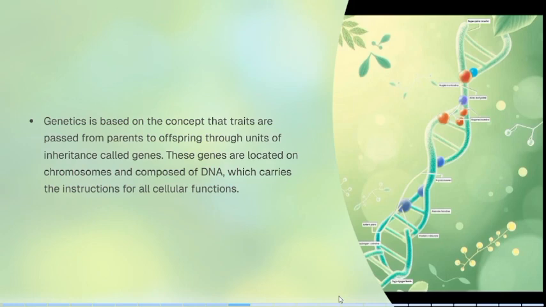These genes are located in the chromosomes and are composed of DNA. You can remember when we were talking about biomolecules, we talked about DNA being responsible for storing genetic material. This DNA is what the chromosomes are made up of. It's actually what the genes are made up of. So genes are located on the chromosome and are composed of DNA, and this DNA carries instructions for cellular function.